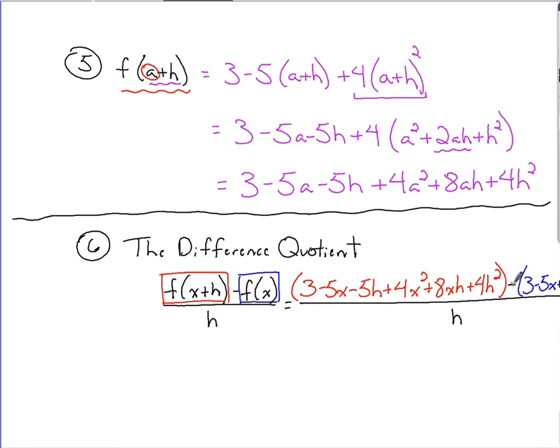This negative here I'm going to distribute through, change my signs, and then as I combine like terms, you notice how the 3's go away, the 5x's go away, and the 4x squareds go away. So what's left? You've got an h term, an h term, an h term. You should only have h terms left.